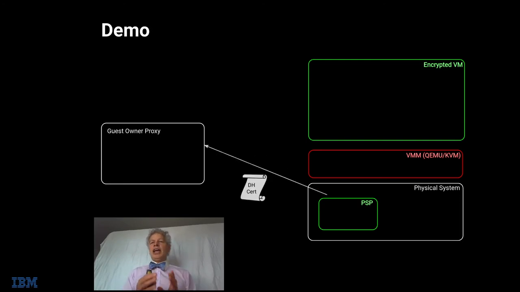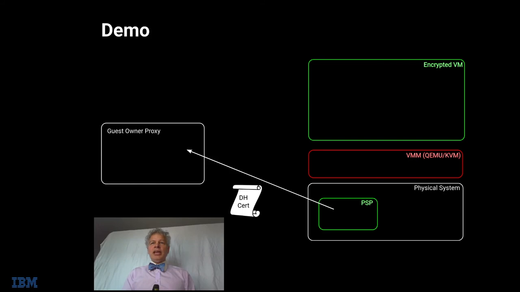So the first thing that actually happens with this PSP is that the guest owner proxy receives a Diffie-Hellman certificate from it.